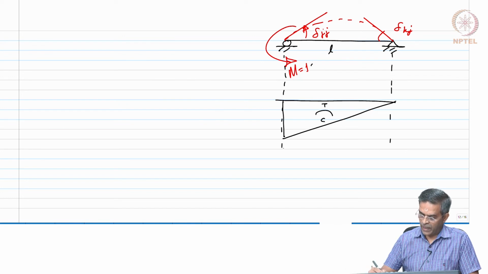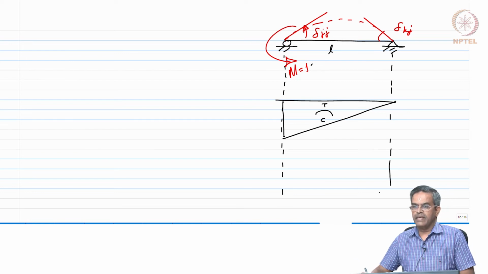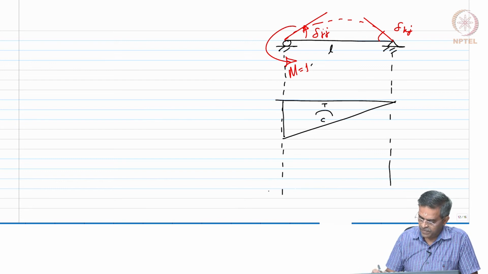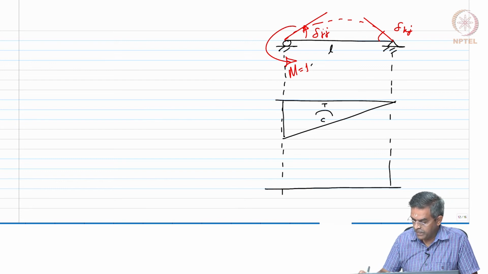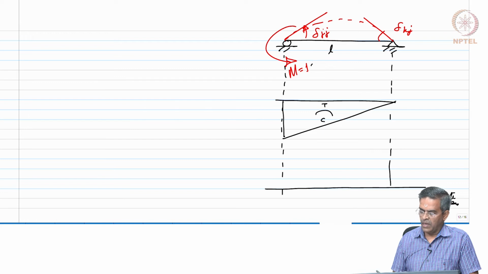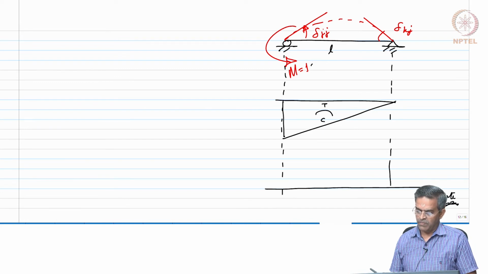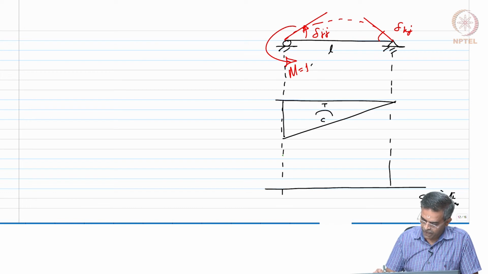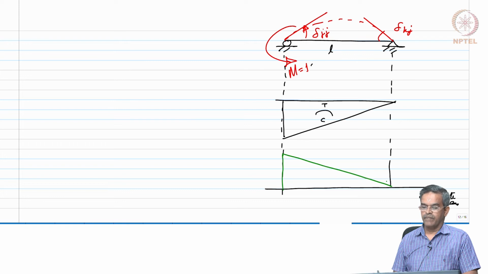So, let me apply this as an M by EI diagram to my beam. So, this is my conjugate beam. I am loading this beam with my M by EI diagram. This is my M by EI diagram. Okay.